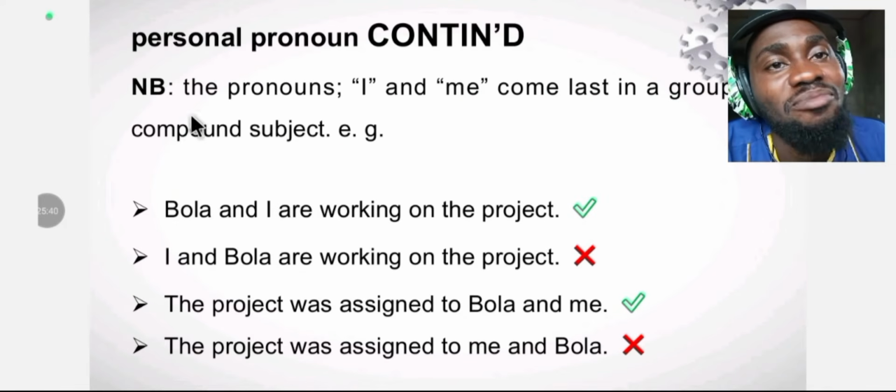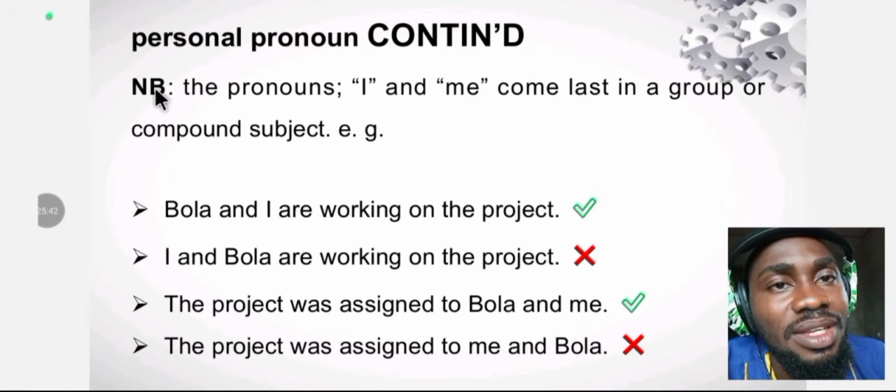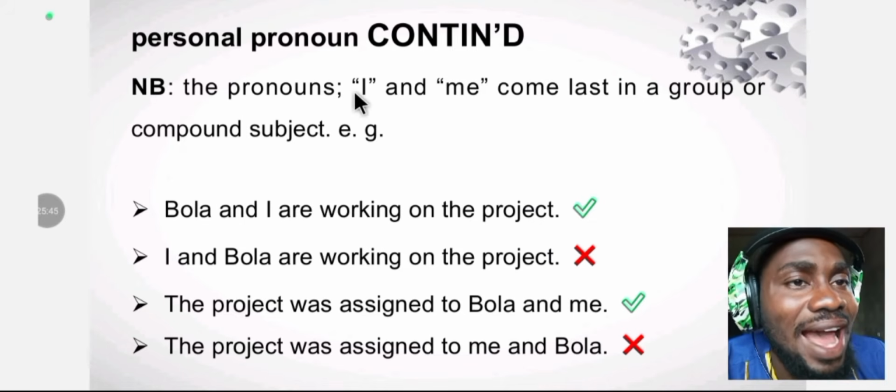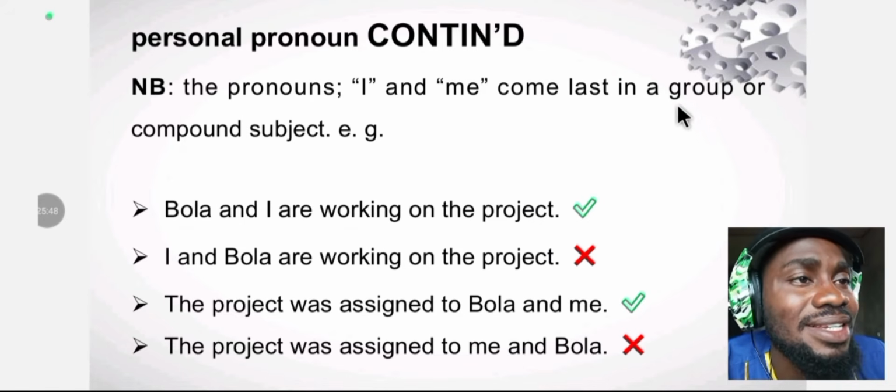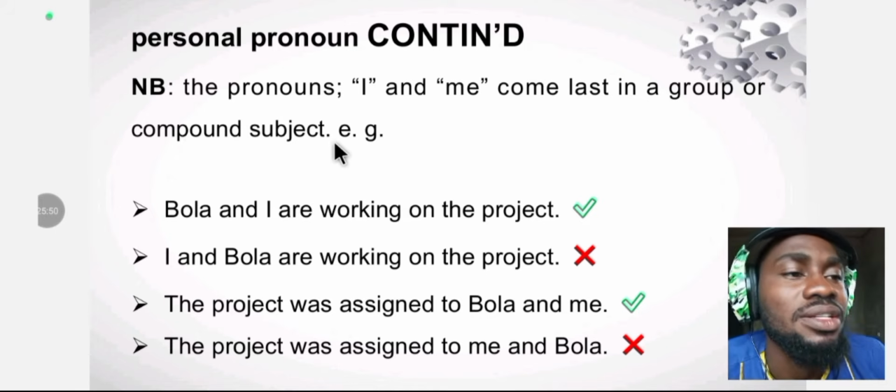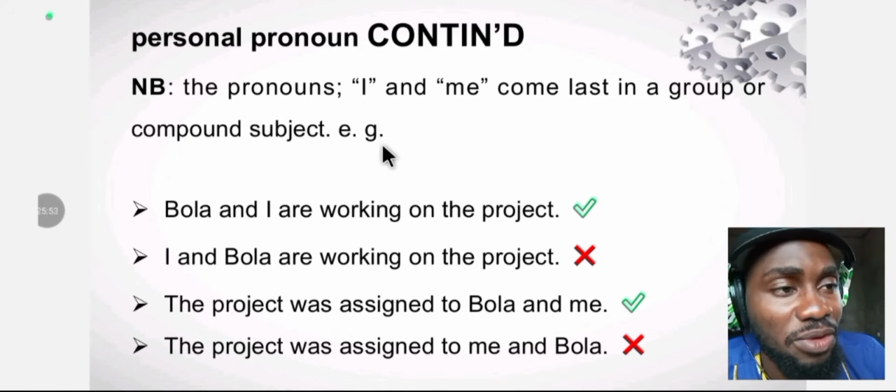Still under personal pronouns. Note, the pronouns I and me come last in a group or compound subject. For example, let me explain further before we look at the example.